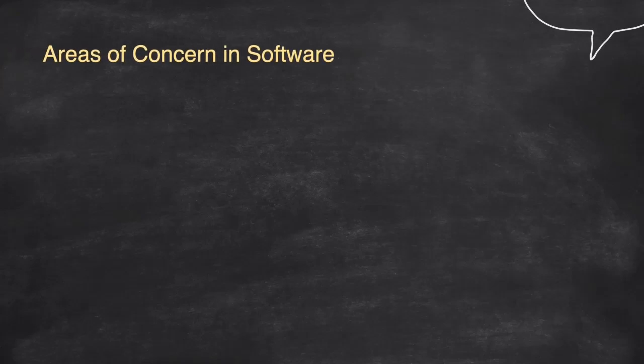Moving next, we'll talk about the areas of concern in software. Friends, when we talk about software, there are several critical areas that need constant attention to ensure that the system runs smoothly and securely.